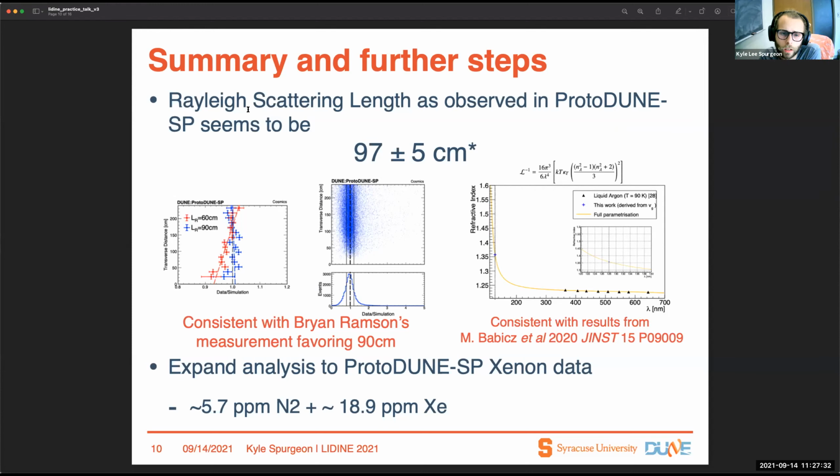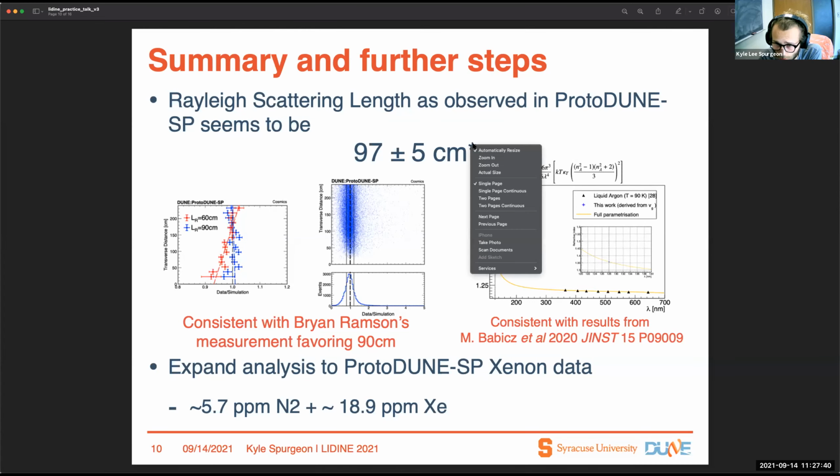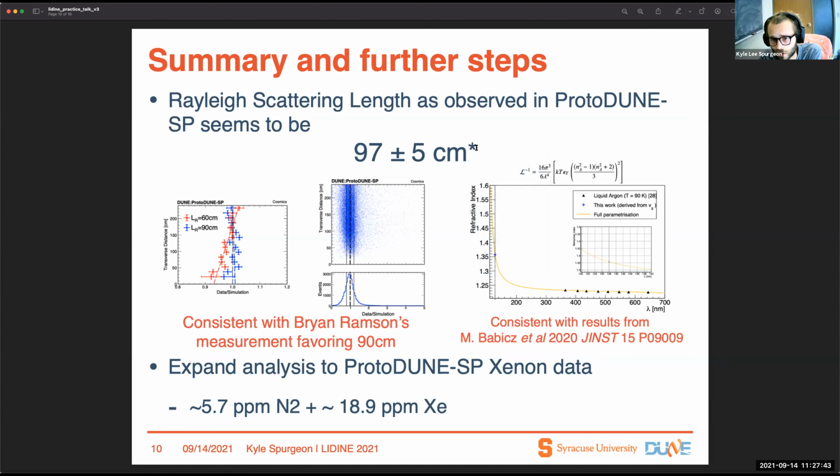Next up, summary: we get that the Rayleigh scattering length has been observed in ProtoDUNE single phase to be something like 97 plus or minus 5 centimeters, where I've put the star here just to note that we do need to remove those cathode crossing tracks and see if that has any effect, but we don't expect that. And this is consistent with two other results that came out of the DUNE collaboration, which is Brian Ramson's measurement favoring 90 centimeters over the 60 centimeter hypothesis, result shown here and in that first paper.